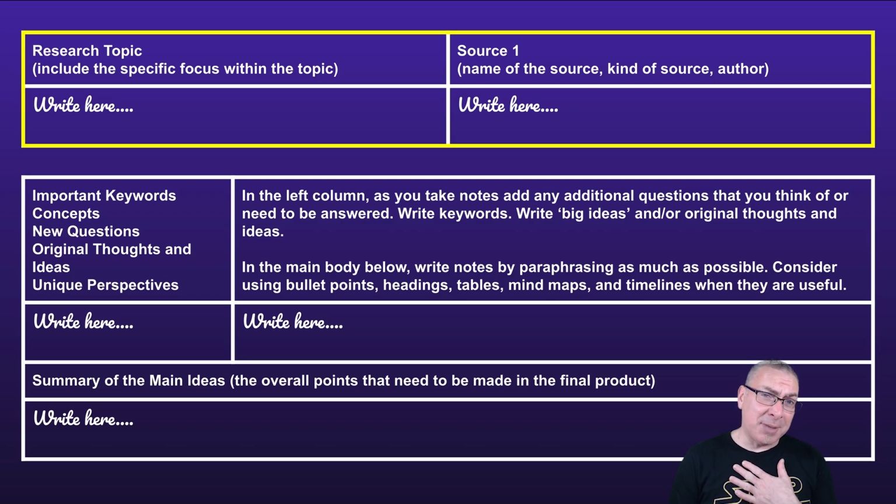Now, what I have done with my students, I've actually added a couple of boxes at the top. You see where I want my students to write the research topic, and then if they can, the specific focus within the topic, because a lot of sources might be focused on one aspect of a topic you're investigating. So you should note that. And then you notice the source, right? That's where you can put the MLA citation, or at the very least, you should write the name of the source, the kind of source it is, and the author. And if you're doing this digitally, put a hyperlink in there so that you can get quick access to it, and so that your teacher can too.